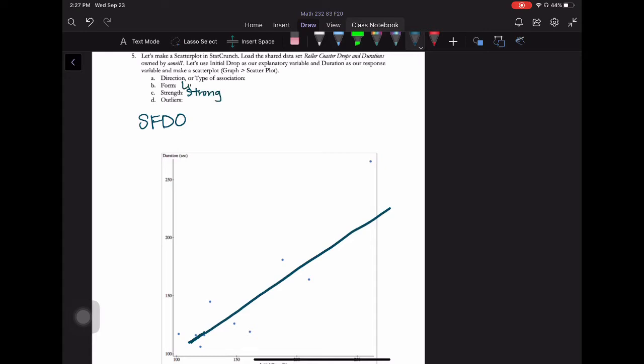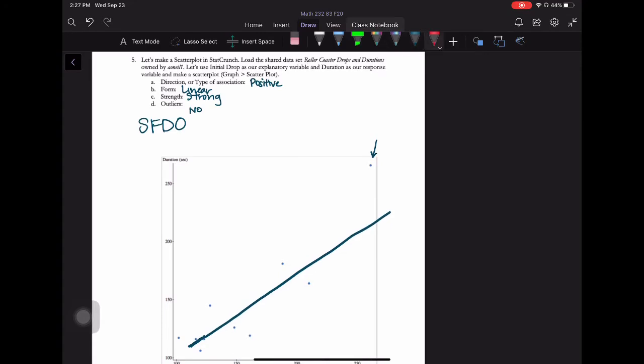It is linear. It is positive because the points are going up and to the right, and there aren't really any outliers. This point might have some leverage, but for now we're okay. And by leverage, I mean that this point right here might cause your graph to change the slope. And an outlier would be outside of the data set. That is a far departure.